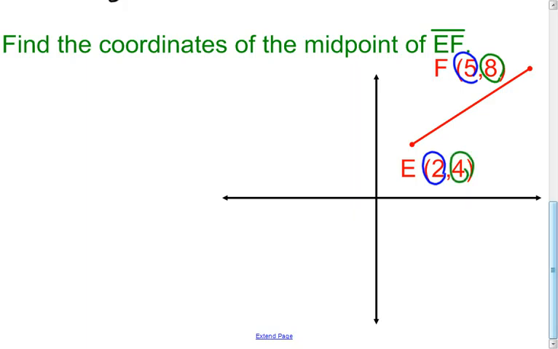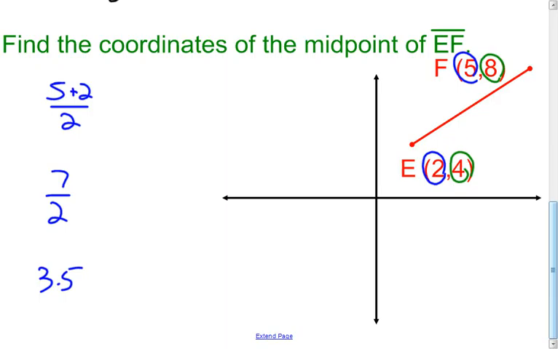So if I start with my x's, take 5, add on the 2, and then to find the average, divide it by 2. When I do that, I'm going to have 7 over 2. Some people just leave it as that because it's a simplified fraction. Others of you like decimals, so you turn it into 3.5. There's going to be your x value at your midpoint.